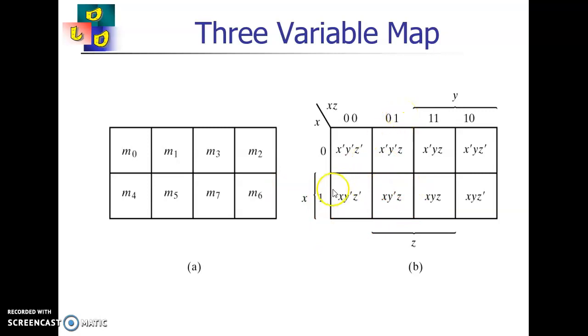So together 101. What is it called? 101 means the value is 5. That's why we have designated this particular square as M5. So this is the way we are going to write the three variable map.